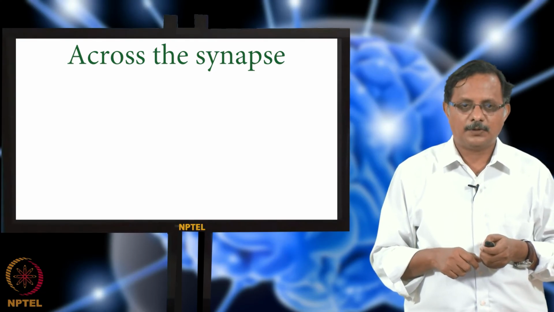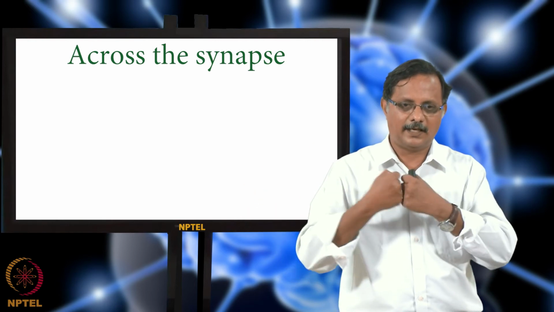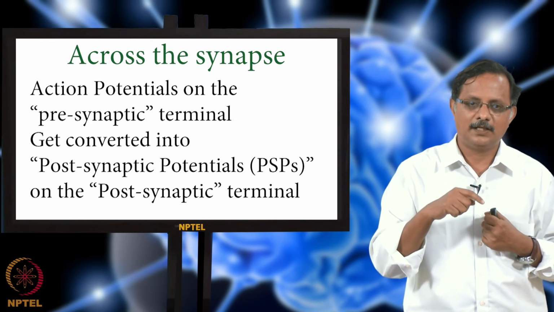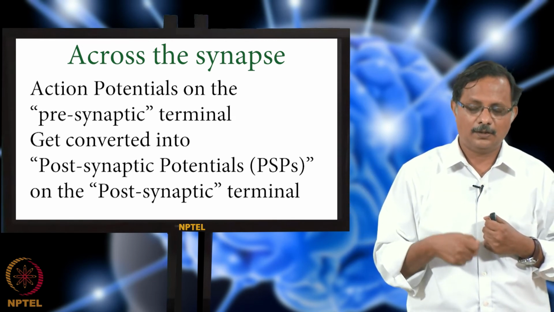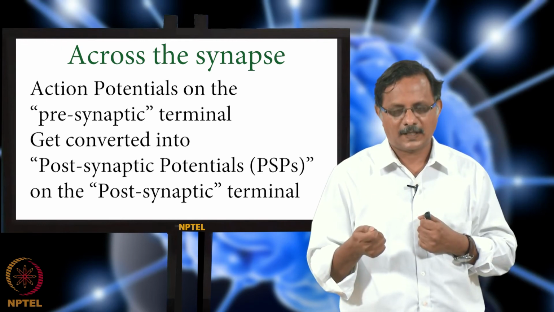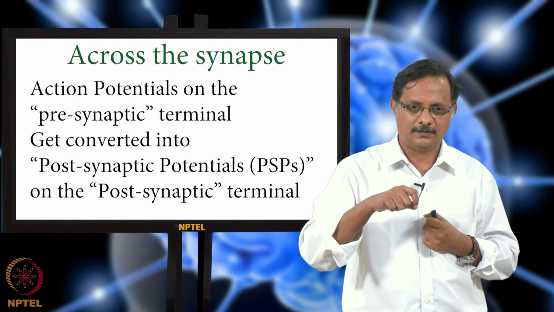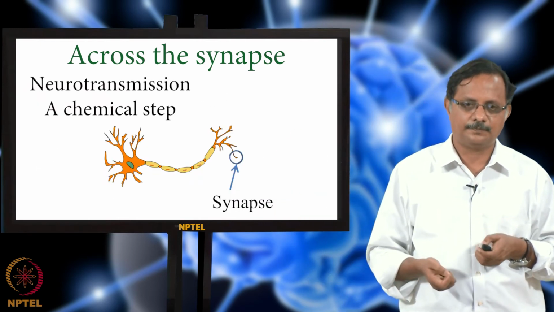Now we have come to the end of the axon, at the meeting point of one cell and the other cell, at the synapse. If you remember from our very first lecture, we said that the signal that goes from the presynaptic side to the postsynaptic side is a chemical signal. This signaling step, which consists of transmission of a signal from a presynaptic neuron to the postsynaptic neuron, is called neurotransmission, and it is a chemical step.